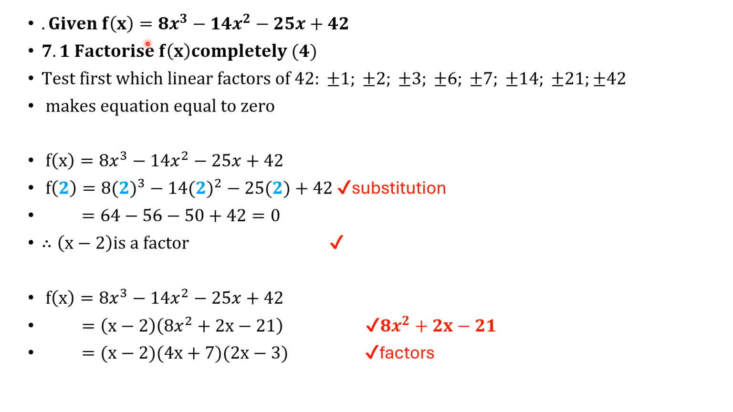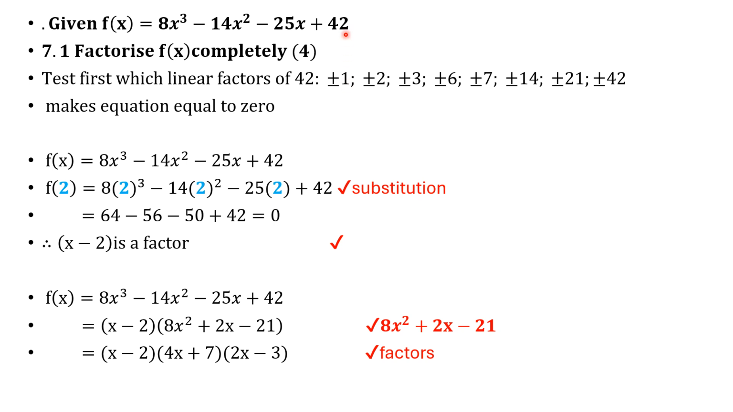So given f(x) = 8x³ − 14x² − 25x + 42. 7.1, factorize f(x) completely, for 4 marks. Now we're first going to test linear factors. When I say linear factors, we always use the constant term 42. We're going to test the factors of 42 in the equation to see which one gives us 0. So when I say linear, it's plus or minus the value.